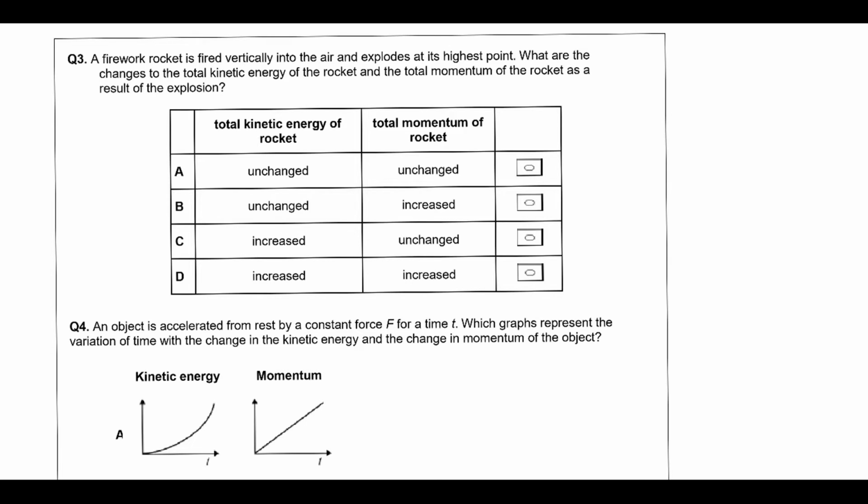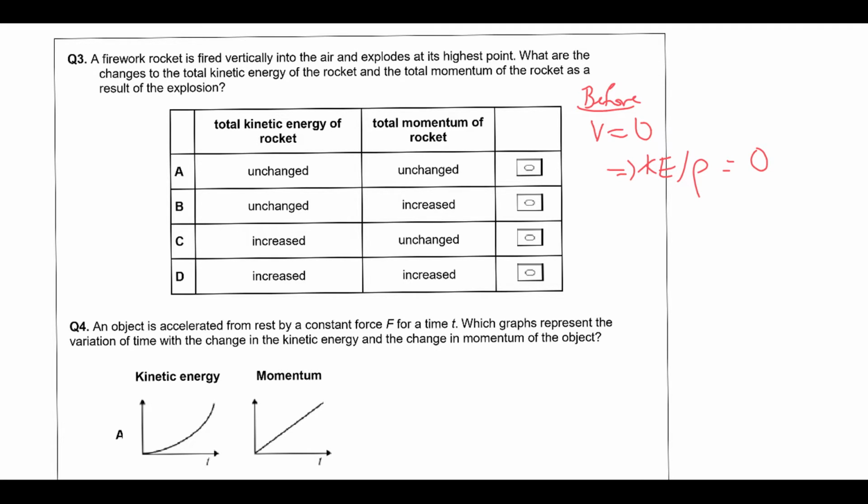Okay, so we've got a firework rocket fired vertically in the air and it explodes at its highest point. What are the changes to the total kinetic energy and the total momentum of the rocket as a result of the explosion? So the key thing is, before the explosion, if it's fired vertically and it reaches its top, its velocity is 0. So before, the kinetic energy and the momentum are both equal to 0.